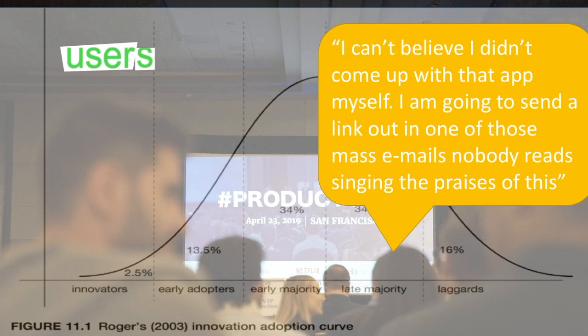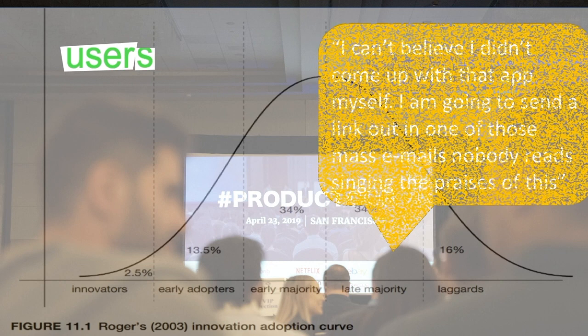I can't believe I didn't come up with that app myself. I am going to send a link out in one of those mass emails nobody reads, singing the praises of this. This would be our 3, 2, 1 innovator. So our innovator probably makes apps themselves or is really an app aficionado. They're going to really advocate. I'm going to send a link out, and nobody reads those emails, like for real.